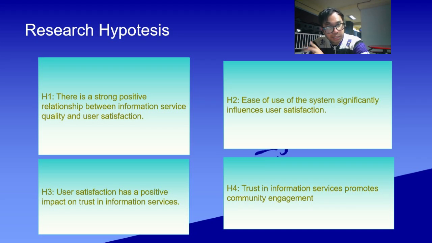Research hypotheses. Hypothesis 1: there is a strong positive relationship between information service quality and user satisfaction. Hypothesis 2: ease of use of the system significantly influences user satisfaction. Hypothesis 3: user satisfaction has a positive impact on trust in information service. Hypothesis 4: trust in information service promotes community engagement.